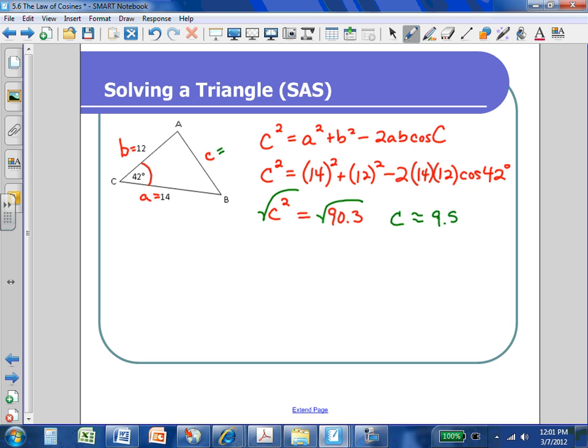Okay, so up here, I now have all three sides. I have to find my other two angles. Once you've used the law of cosines, you can now use the law of sines to find the angles that you're missing. So if I set up my proportion, I have side C and angle C, so I'm going to set it up as sine of angle C, which is 42 degrees, over side C, which we just found to be about 9.5.